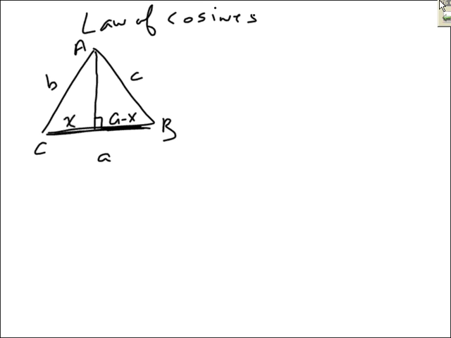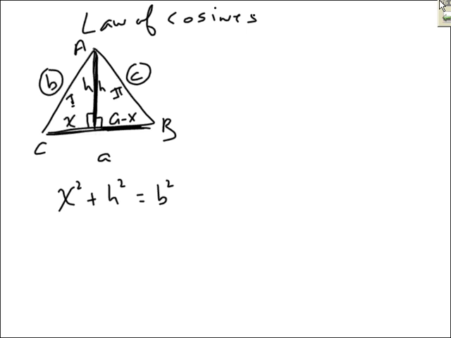Now, I'm going to call this line that I just drew h. It split that original triangle into two triangles, triangle 1 and triangle 2. In triangle 1, I'm going to use the Pythagorean theorem. Here's a right triangle, so that's the hypotenuse. I have x squared plus h squared equal to b squared. And in the second triangle, c is the hypotenuse. I have (a minus x) squared plus h squared equal to c squared.